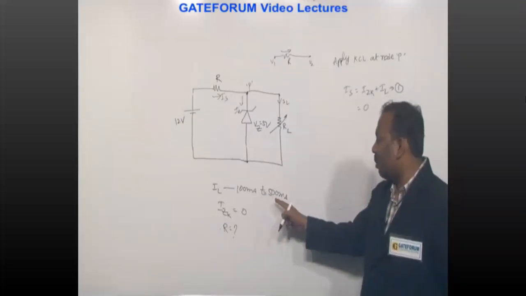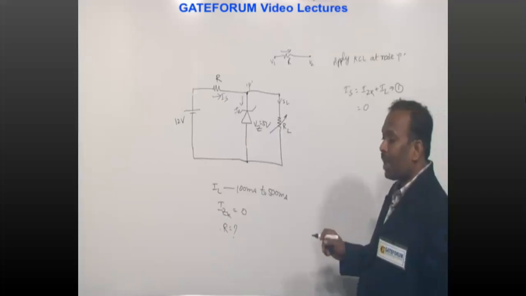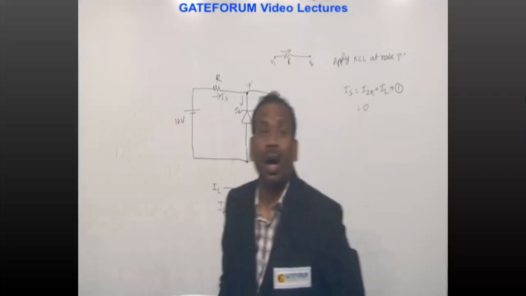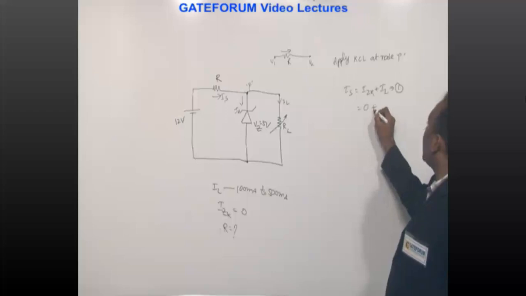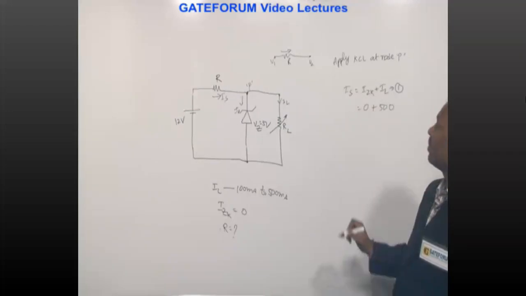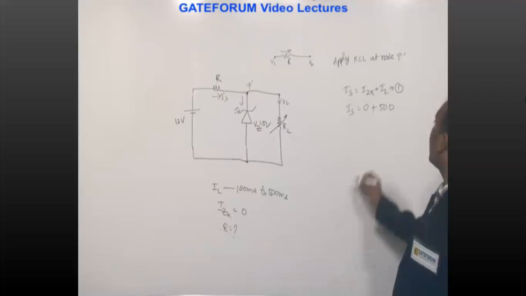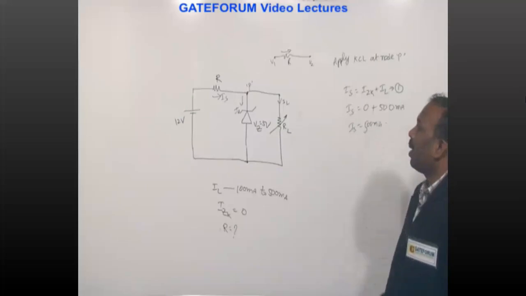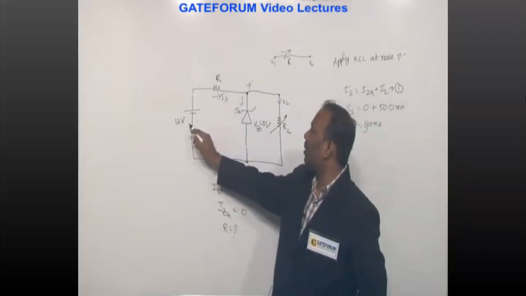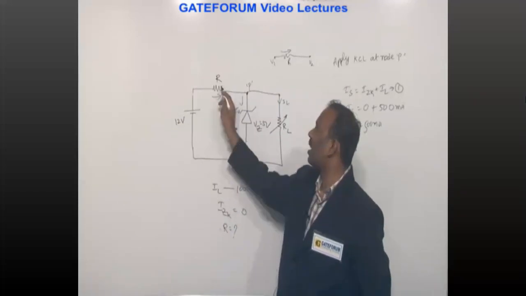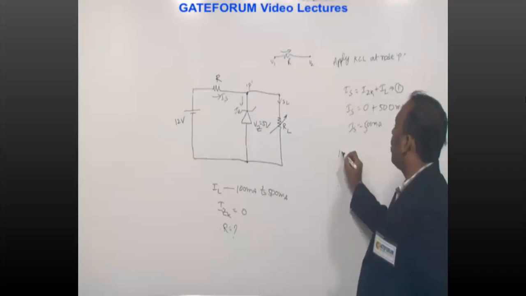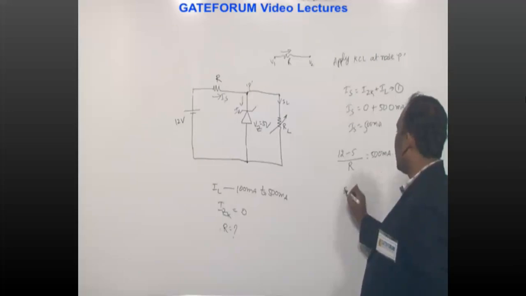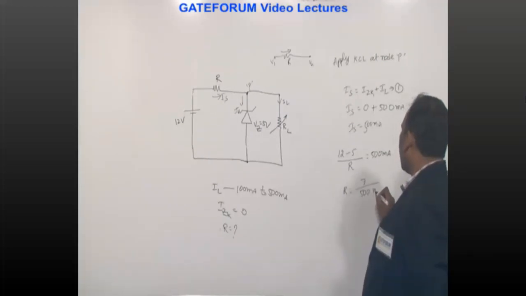Now its current is varying from 100 to 500. You require the maximum value of R. Now we have to take the IL value 500. That means Is is 500 milliamperes. Now we know current, therefore if you use the current formula, 12 minus 5 divided by R equals 500 milliamperes, therefore R equals 7 by 500 milliamperes.